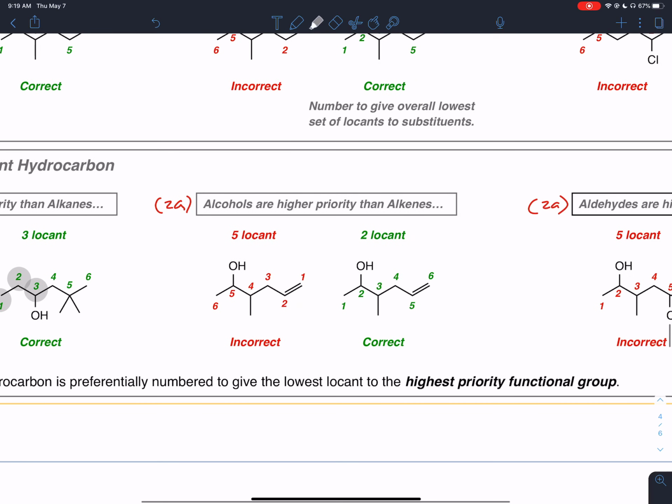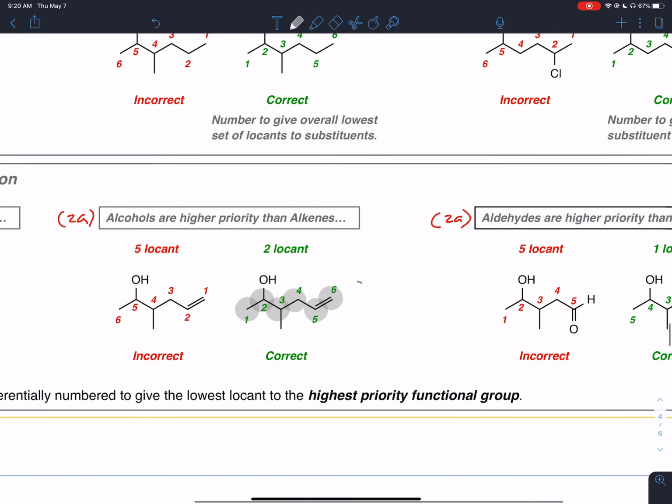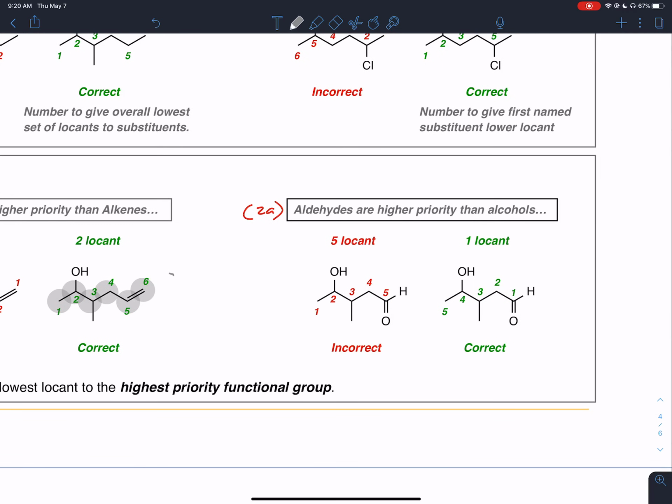Here is another example. We have both an alcohol and now an alkene, a carbon-carbon double bond. And the alcohol is higher priority than the alkene, which means we should not number the chain 1, 2, 3, 4, 5, 6, because that gives the alcohol the locant 5. We would want to number in the direction that gives the highest priority functional group, our alcohol, the lowest locant. And of course, in the name, because there is an alkene present, we would also have to denote the presence of the alkene.